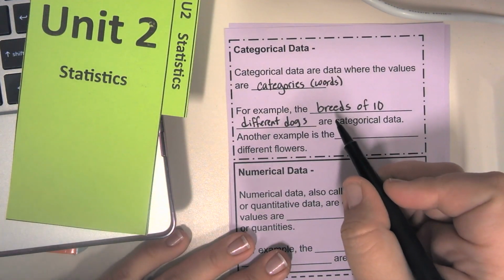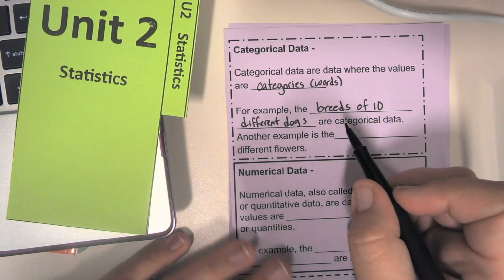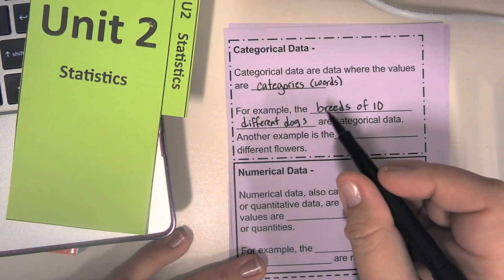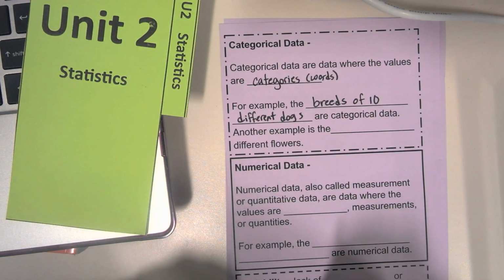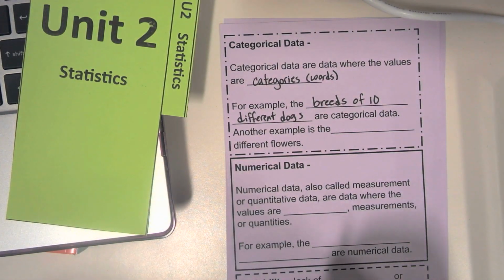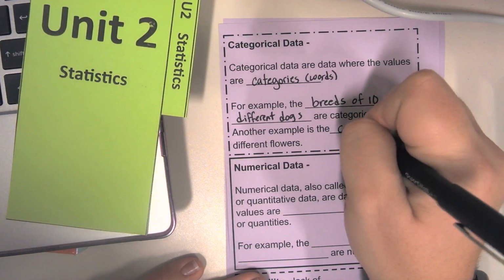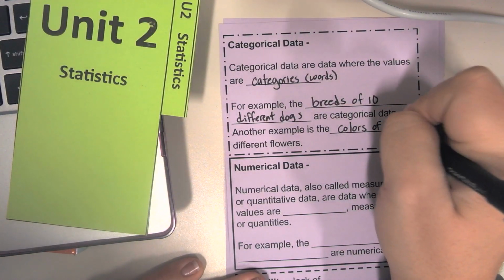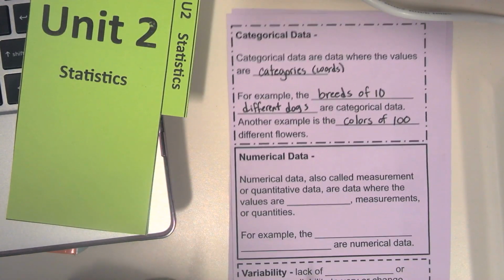Breeds would be things like Cocker Spaniel, Golden Retriever, Labrador. All those things are considered breeds, and those are categories. So that would make categorical data. So 10 different dogs, if you listed out their breeds. Another example could be the colors of 100 different flowers.